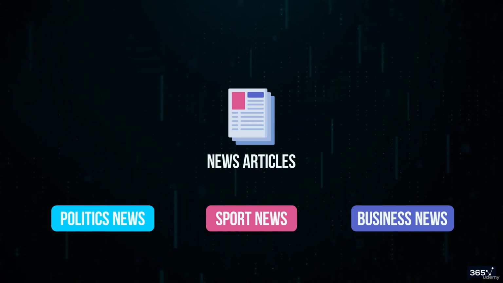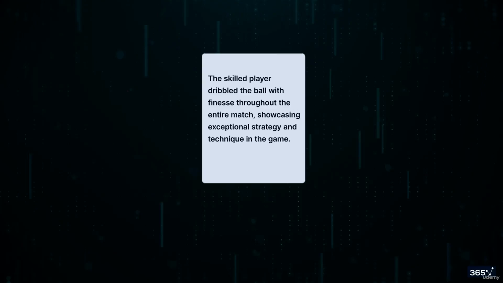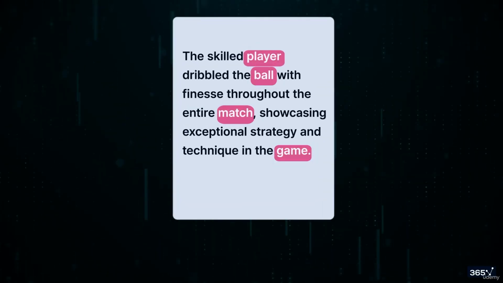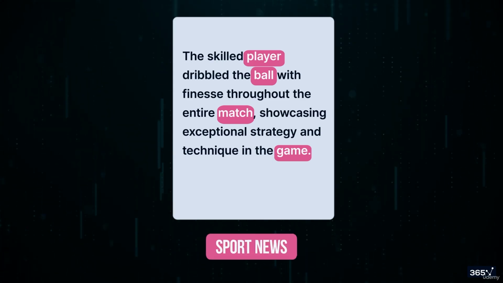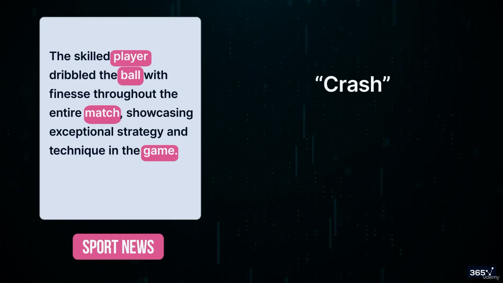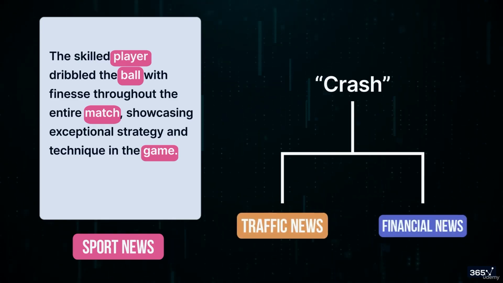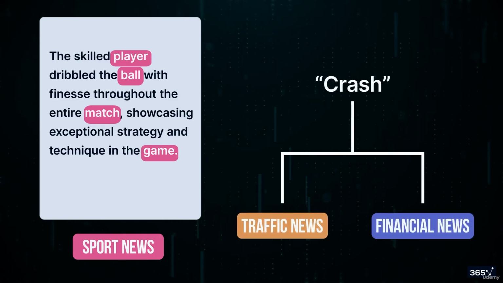Well, we can look at the words they use. So for example, words such as ball, player, match, game. If these words appear many times in the document, we can probably take a guess that this article is going to be about sports news. Some words are going to be more relevant to the topic, and some words can occur in more than one topic. So for example, the word crash could be related to traffic news or financial news.